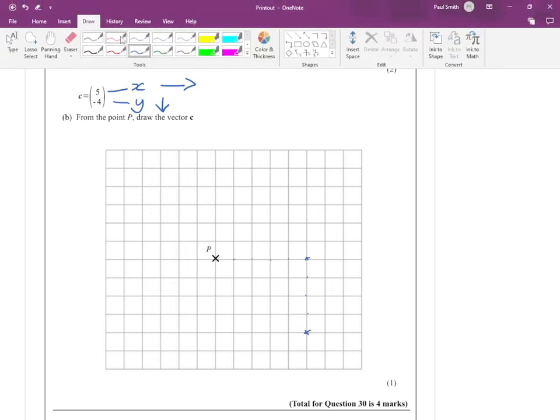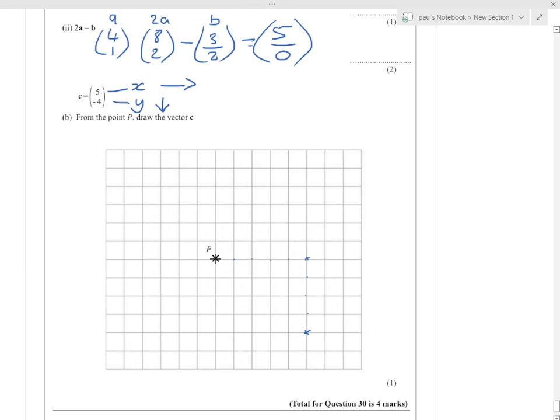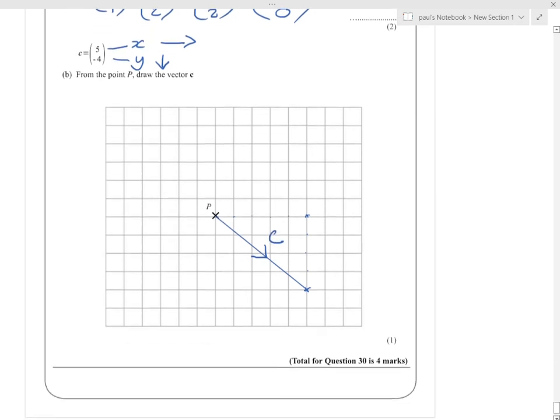So the column vector will be from there down there. I don't think you have to draw the triangle. No point, is it? And then don't forget to label it up. What have we called it? C. And the direction. That's important, which way around we're going.